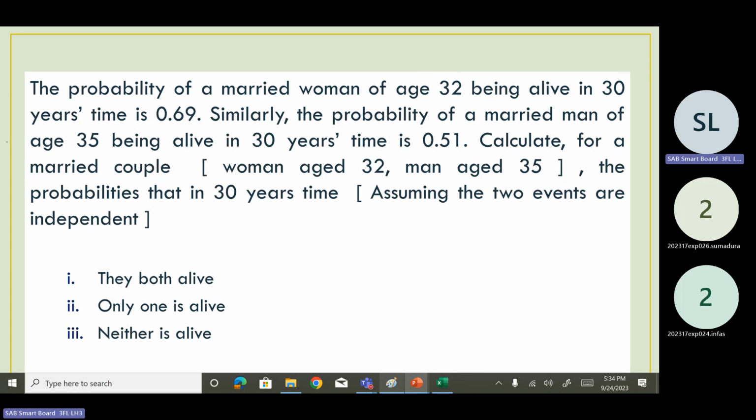So now, when you read, you have to identify what events they are talking about, and what probabilities are given. So here, the first statement: the probability of a married woman, age 32, being alive for 30 years time is 0.69. Okay. So in that statement, do we have an event?